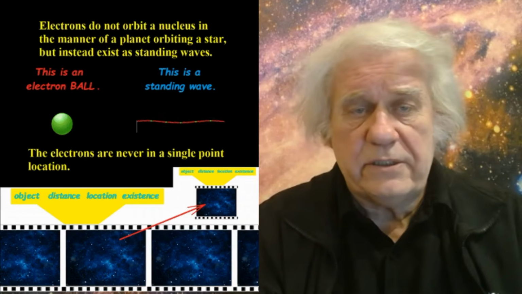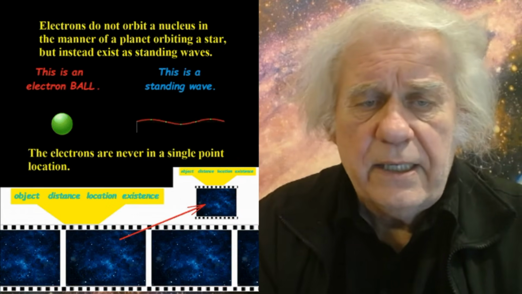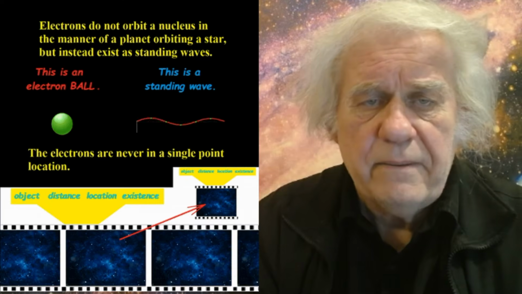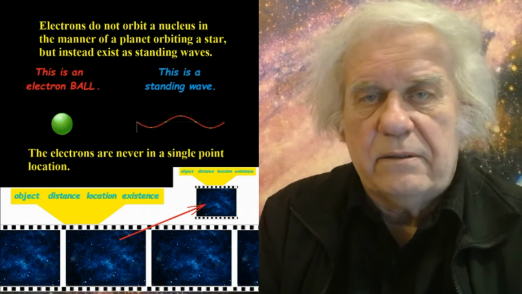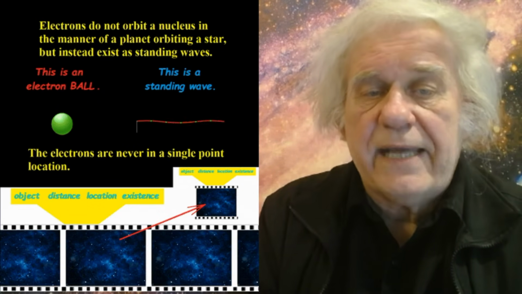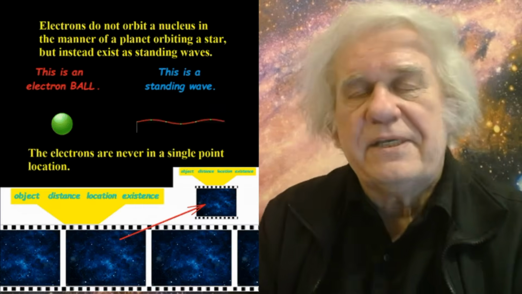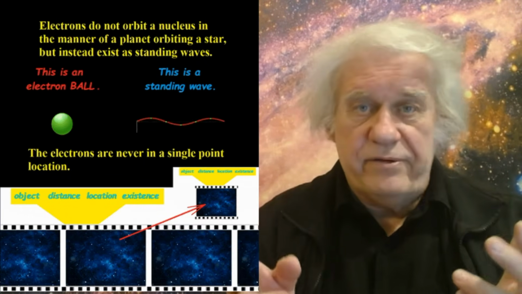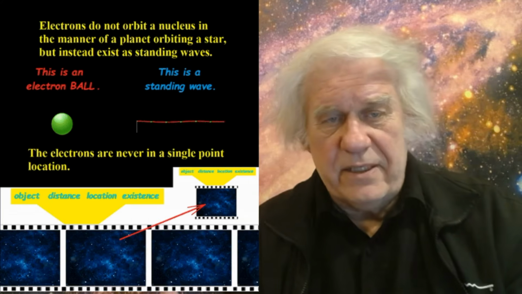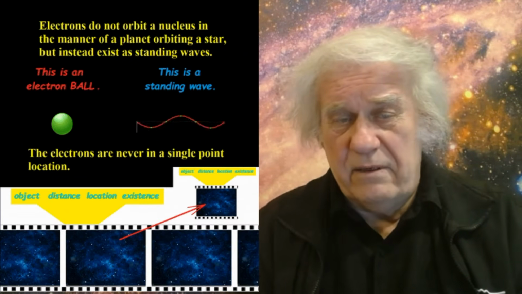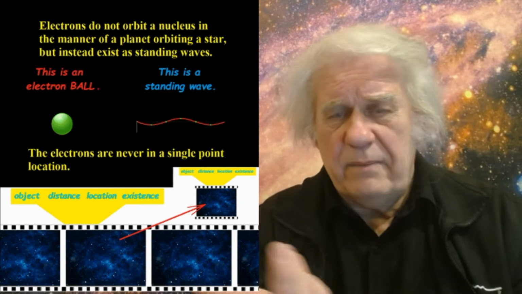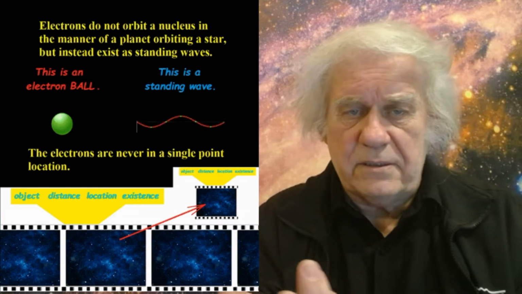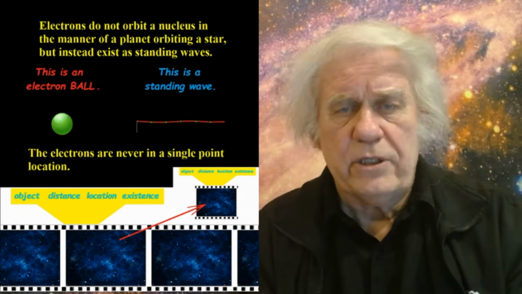One of the problems with that is that the electron is a bead. Okay, so here it is. This is, I think, from Wikipedia, and it says the following: electrons do not orbit a nucleus in the manner of a planet orbiting a star, but instead exist as standing waves. So the electron is not a little particle; it's a wave, right? And I guess they don't understand the difference between a ball and a wave. There you see a standing wave on the right-hand side and a ball on the left-hand side. How come they can't tell the difference? You would think this is baby stuff that should have been covered in kindergarten.